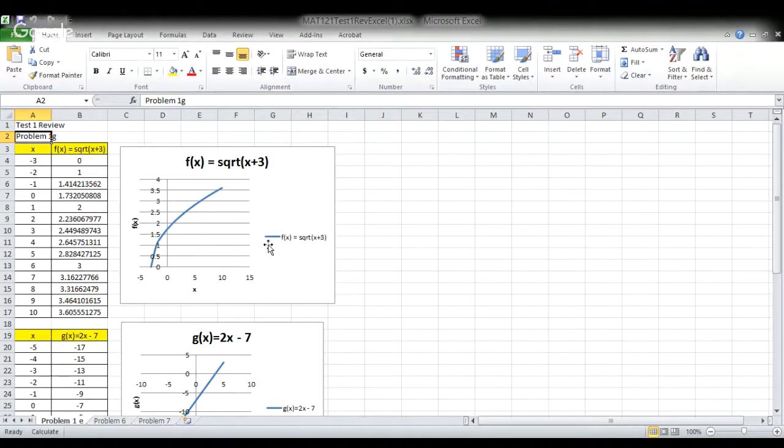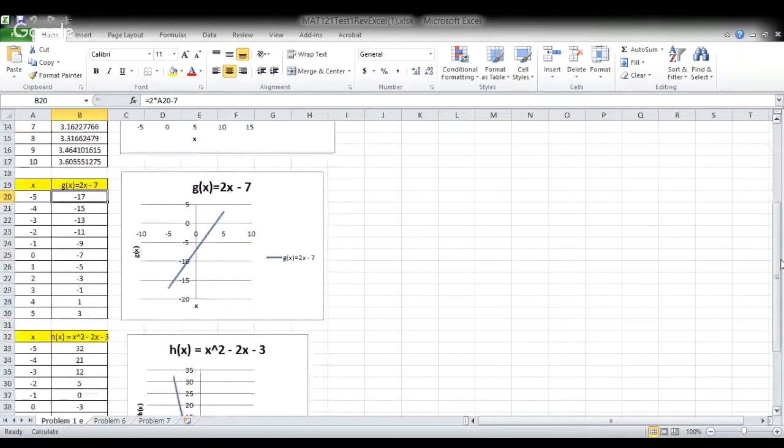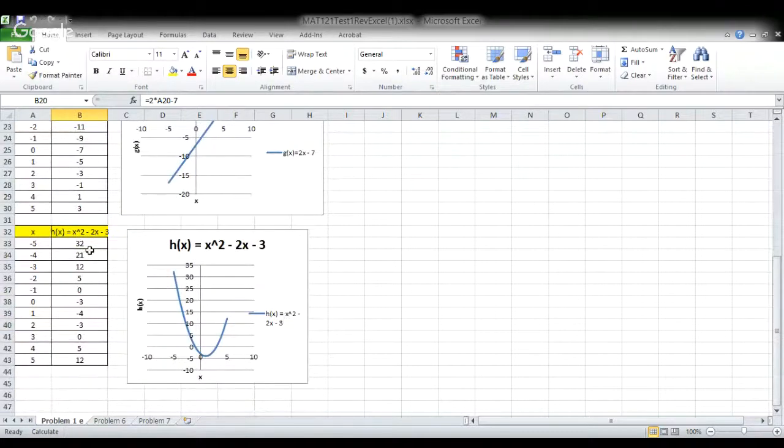And you are taking your f of x, this is it right here, and you're putting in this formula. So go and look at this formula. That's the way you would put in a square root. You've practiced all of these in your lab. Here we have this one would be put in this way. This is your g of x. So you get your table of values and you insert your graph. And then this is the very last one. This is your h of x. So that's that one.